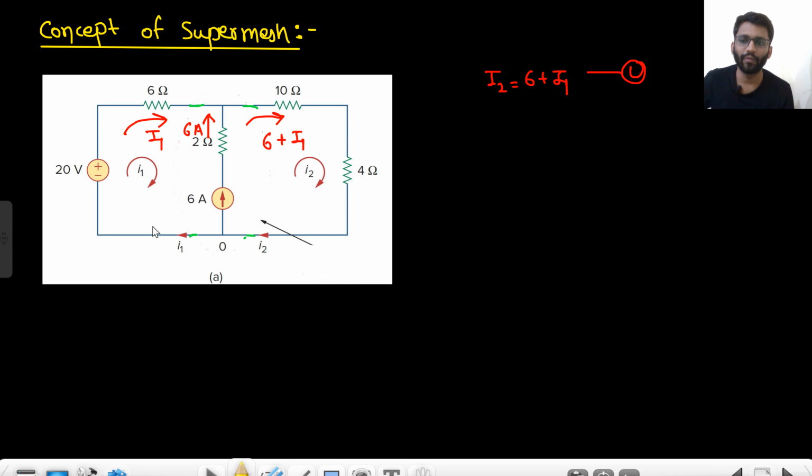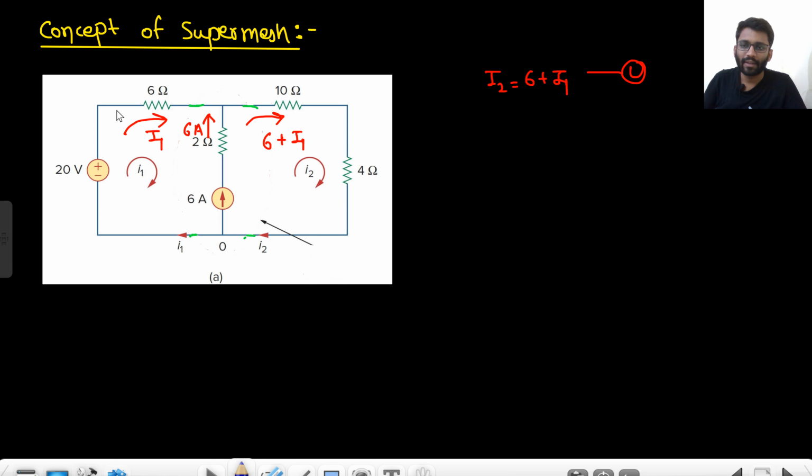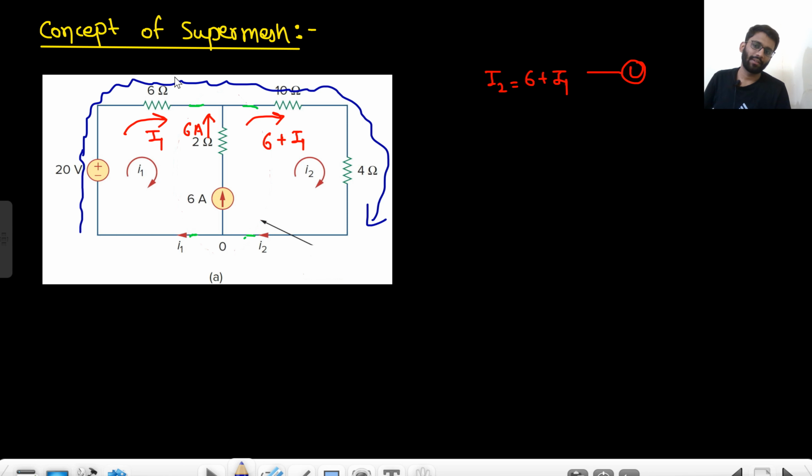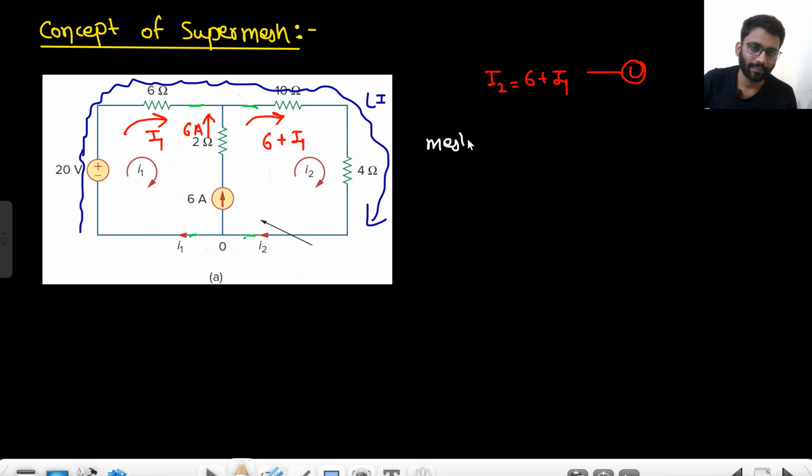So now what will we do? We will apply the mesh analysis in this loop, loop 1. Simply KVL in loop 1. Why are we applying KVL in loop 1? Because we will only have one variable, that will be I1. That's it, right?